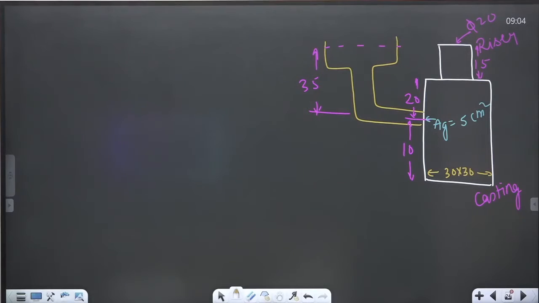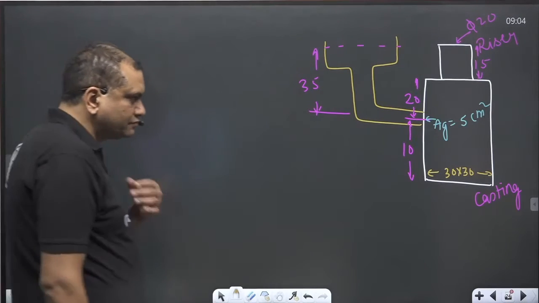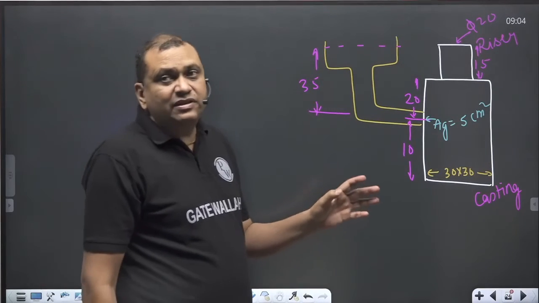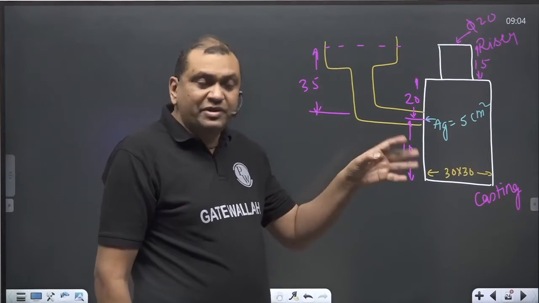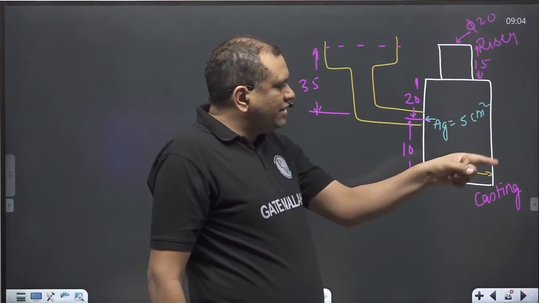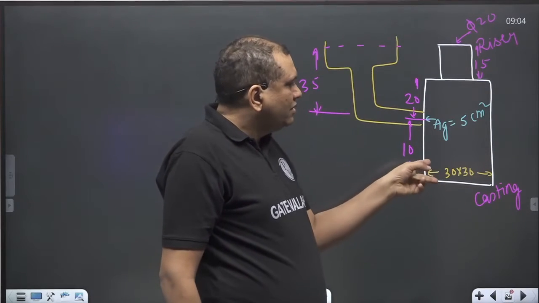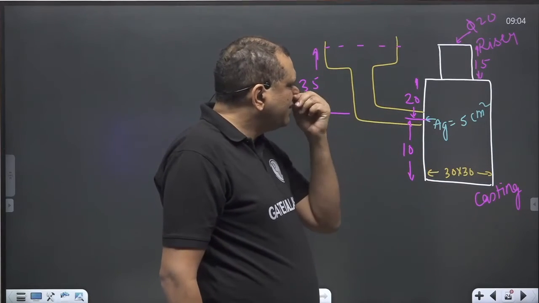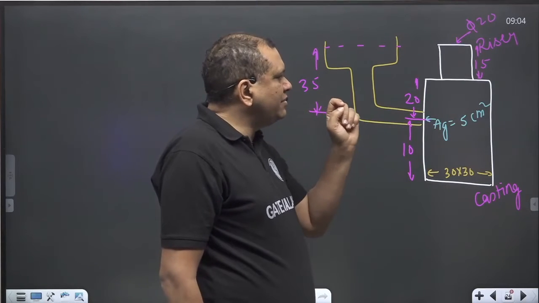Read the question first. Purposefully, I am giving a 30 seconds or 1 minute break so that you can digest. This is the mold cavity. 30 by 30 is the bottom area. Height is 30 mm. Gate area is 5 cm square.